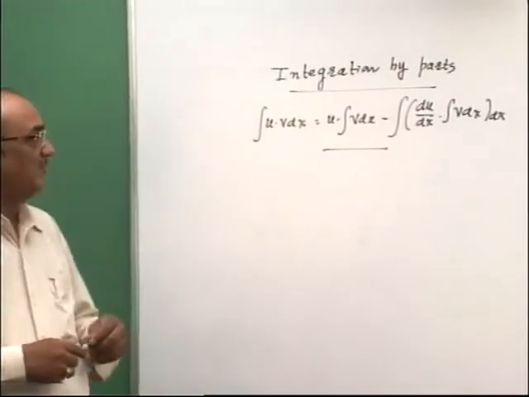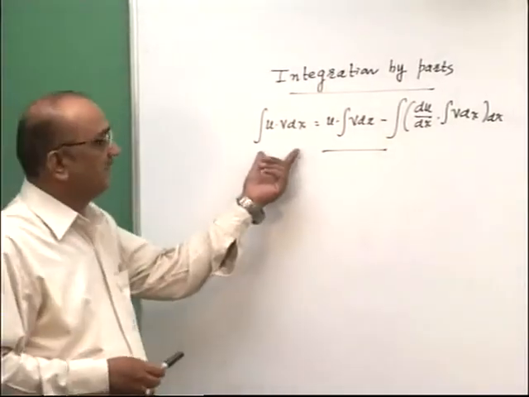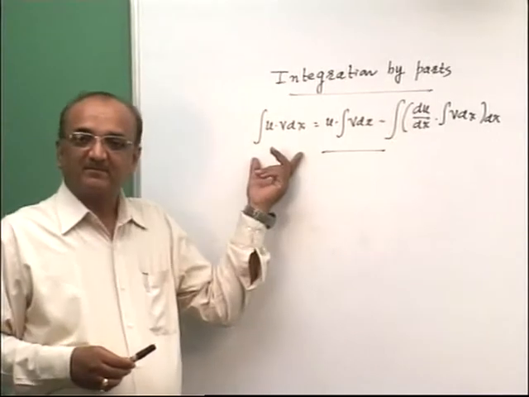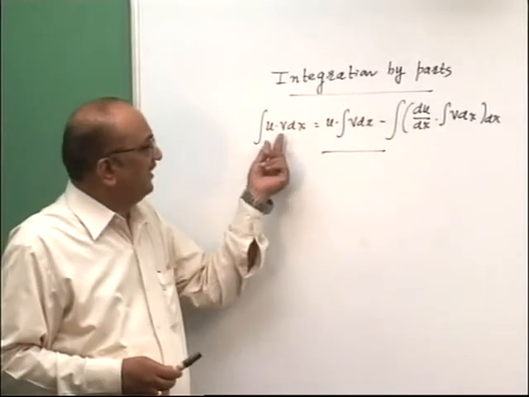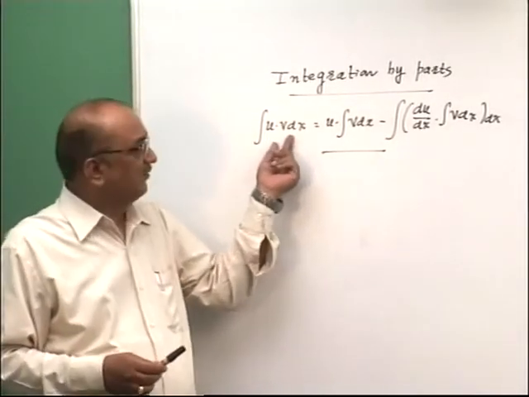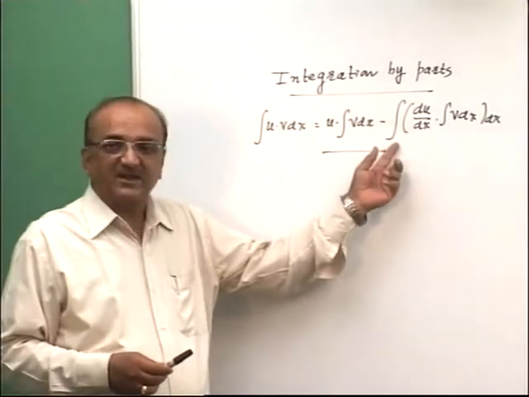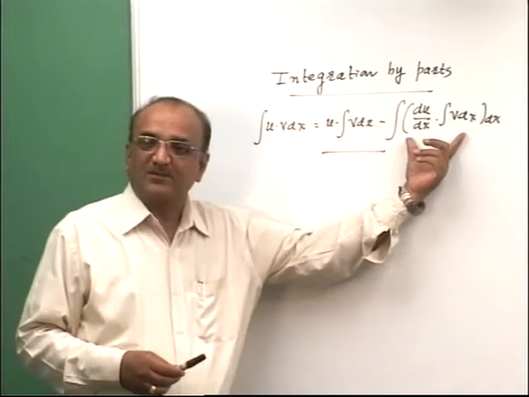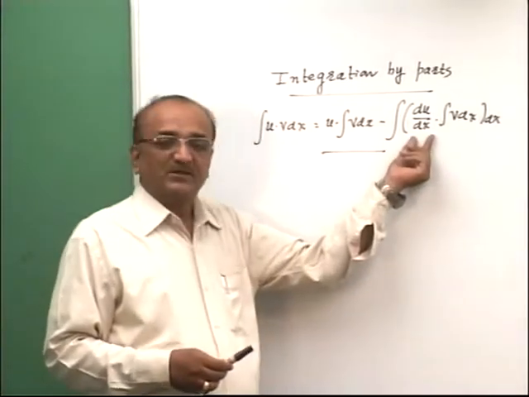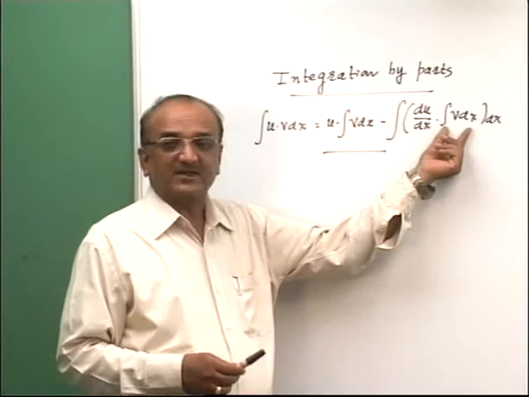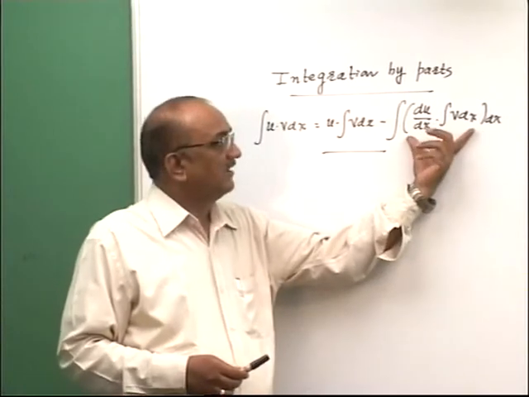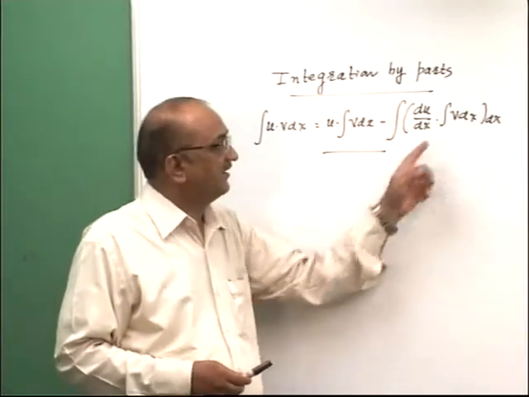The formula for integration by parts, I'll revise again: the integral of u into v dx equals u into the integral of v dx, minus the integral of, in a bracket, you must write down, the derivative of u with respect to x into the integral of v with respect to x, simplification complete, then integrate with respect to x.